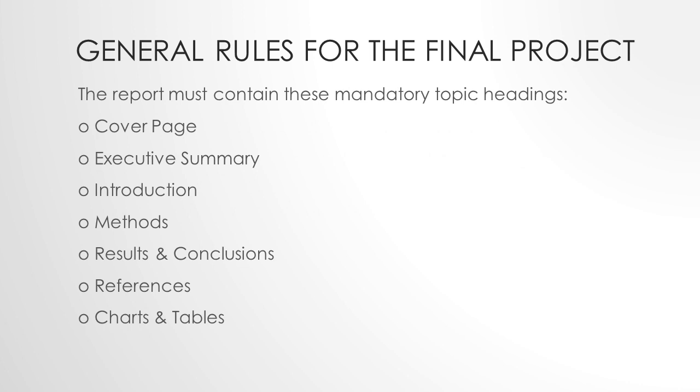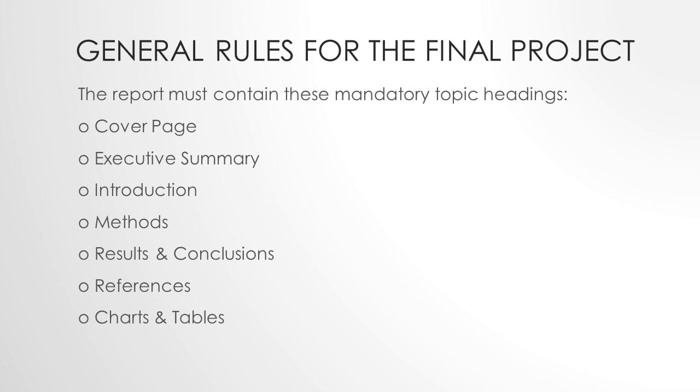General rules for the final project: every report must contain these mandatory topics or headings. In other words, you have to have these sections. Now, the cover page does not need to be labeled cover page, but you need to have a cover page. We already talked about what belongs in a cover page. You should also have an executive summary, and you should have an introduction and a method section, results and conclusions, your references, and then your charts and tables. Now, what are these things?